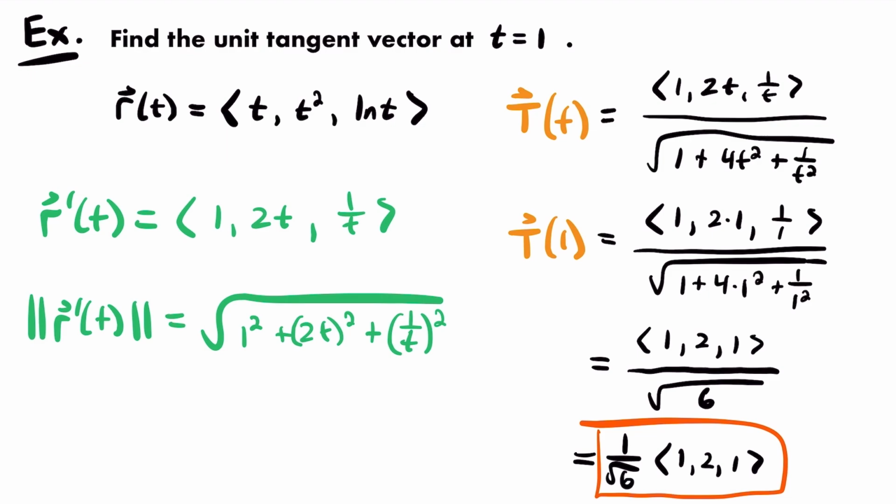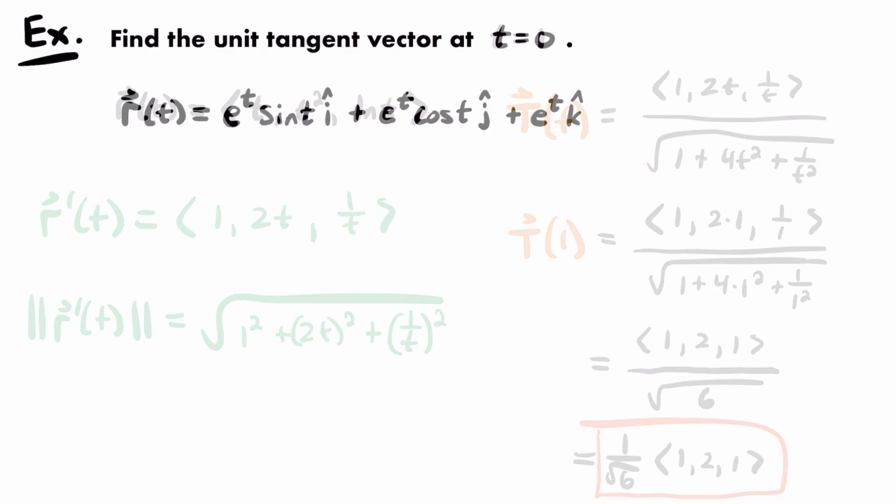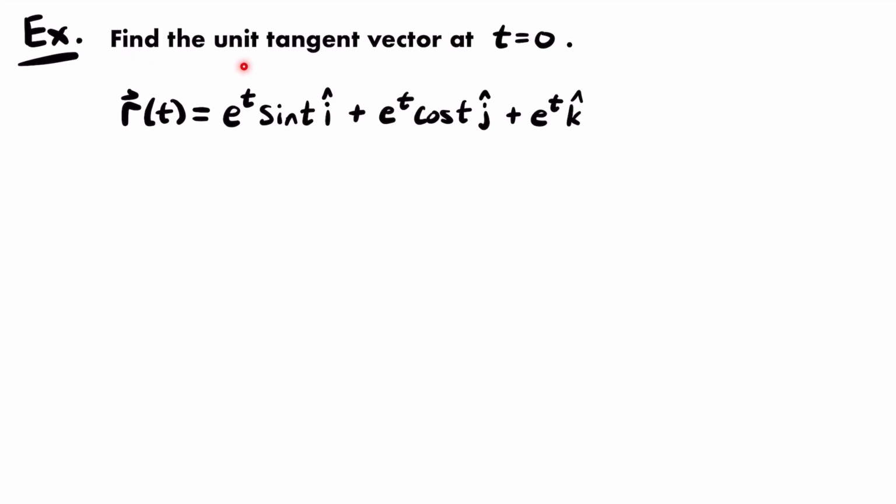Okay, but that's it for this example. Let's take a look at one more for this video. For our last example, we want to find the unit tangent vector at t equals 0 for this vector function. r of t is equal to e to the power of t times sine t times i plus e to the power of t times cosine t times j plus e to the power of t times k.